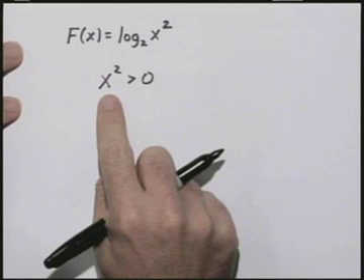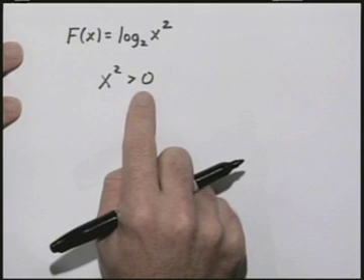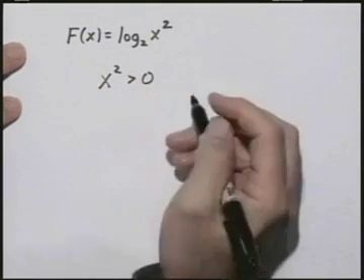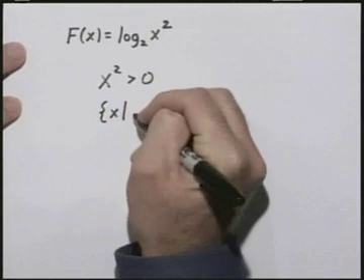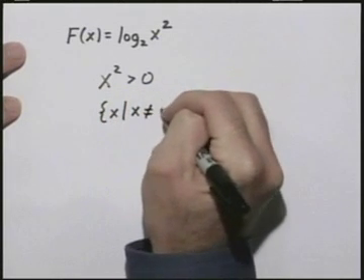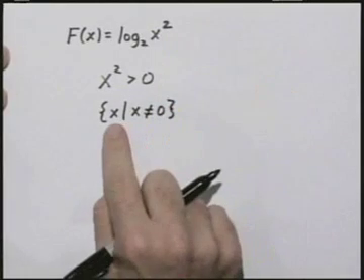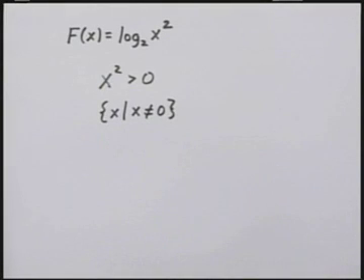Well, if we think about the graph of y equals x squared, we recognize that it's everywhere positive except at the origin. Therefore, x squared greater than 0 is true provided x does not equal 0. So the domain of this logarithmic function is the set of all real numbers x such that x does not equal 0.